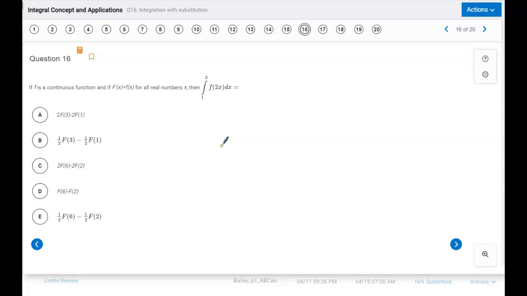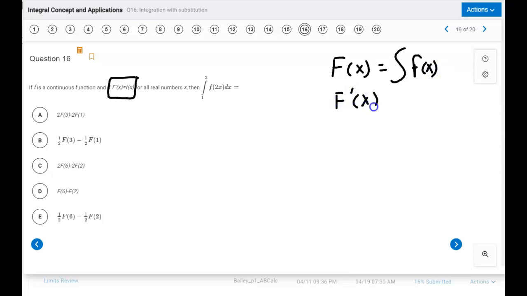So what they're telling us here is that big F prime is equal to little f. So if big F prime is equal to little f, then that also happens to mean that big F is equal to the integral of little f. These two statements are pretty much equivalent ways of saying the same thing.